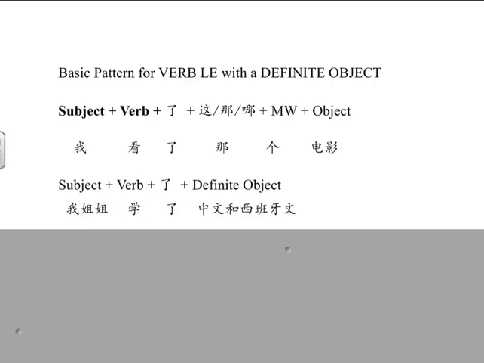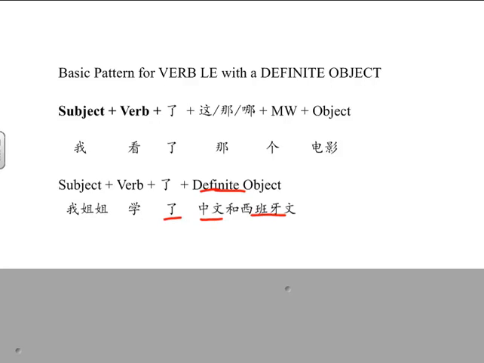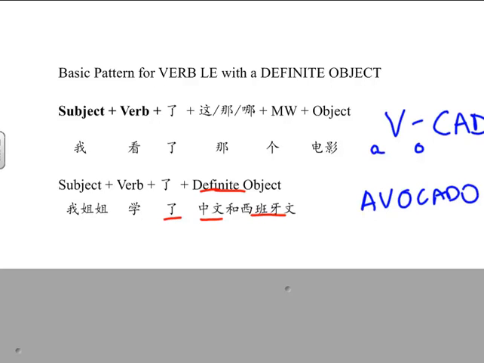And then you can also have it with specific definite objects. 我姐姐学了中文和西班牙文. My elder sister has studied Chinese and Spanish, and because these are specific languages, they're definites, and then once again, we use le. And that's all you need to know about for these ones, okay? Oh, I have to add one more thing. I have a handy-dandy acronym for this. With the definite object, I call this Vicado. And if you want to add a few other letters, the easy way to remember this is we just have a nice avocado. So go eat some avocado and go practice some more le sentences on your next worksheet.